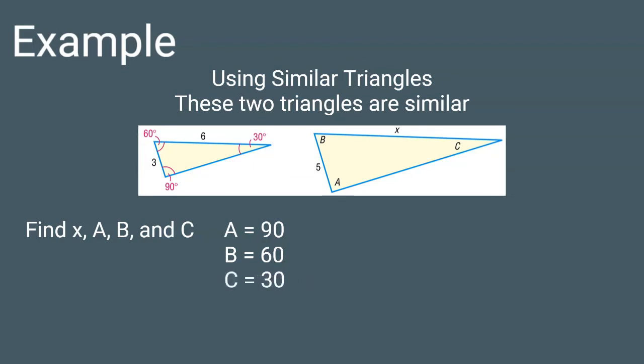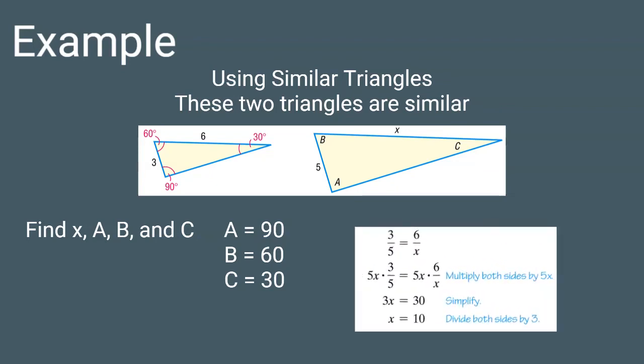Unfortunately, finding x isn't as easy, but we do know that all of the sides that correspond are proportional. Since we have two sides, we can set up our fractions or proportions. So we have 3 over 5 equals 6 over x. Once we have our equation, we just solve for x. So we can get common denominator of 5x, so multiply both sides by 5x. We get 3x equals 30. Divide by 3 and x equals 10.